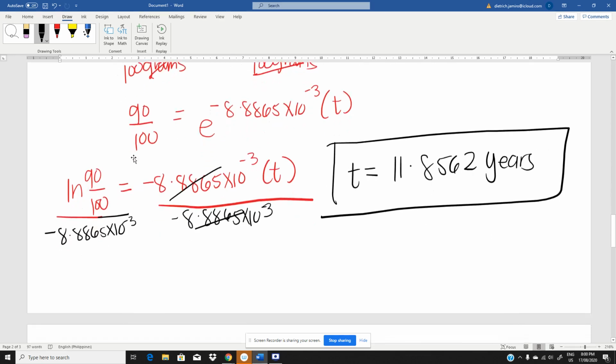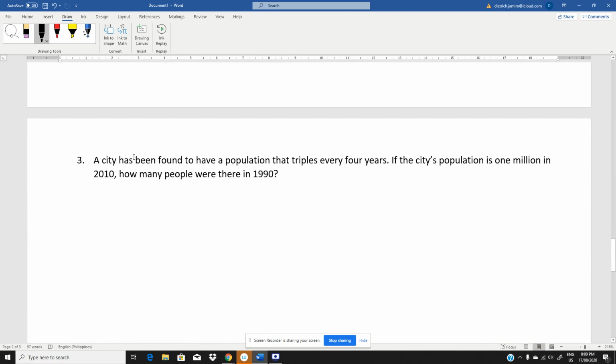Next is our example number 3. We are given that a city has been found to have a population that triples every 4 years. If the city's population is 1 million in 2010, how many people were there in 1990? So we are given that P is equivalent to 3P sub O, because it triples every 4 years.